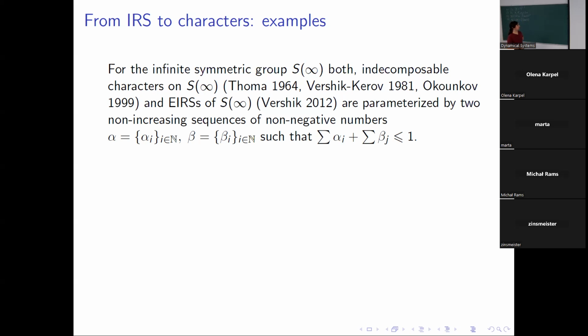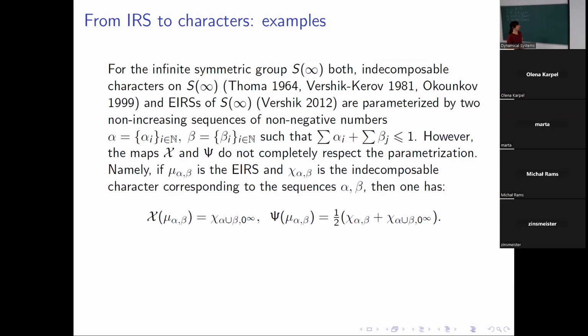Ergodic invariant random subgroups were described later by Vershik in 2012. And it is known that both indecomposable characters and ergodic invariant random subgroups of S-infinity are parameterized by two sequences of non-negative numbers such that the sum of these numbers is less than or equal to 1. However, the maps chi and psi defined above do not completely respect this parameterization. So, what do you mean by respect the parameterization?